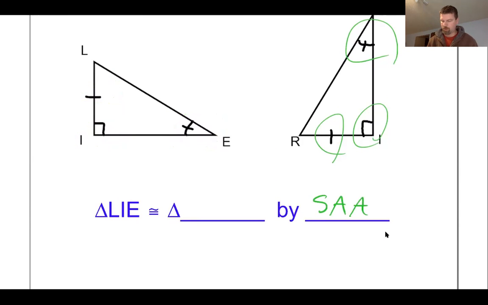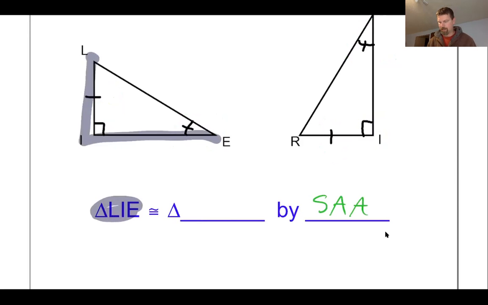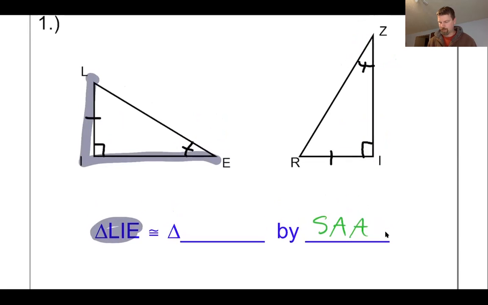Last thing is just to make sure you name the triangles in the right order. This triangle LIE was L to I to E. That's the short side to the long side with that 90 in between it. So that'd be the same as RIZ. Triangle LIE is congruent to triangle RIZ by side, angle, angle. That's what we're doing today.